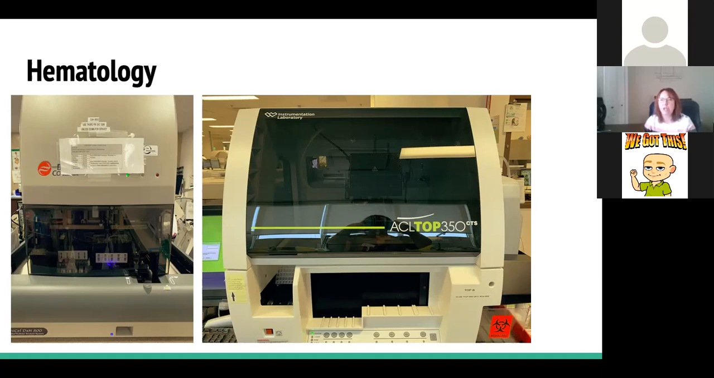So maybe your grandparents or someone you know is on a blood thinner. So this would be the machine that would test the parts of your blood to see how your blood coagulates. So it's quite interesting. It can run about 25 samples at a time.